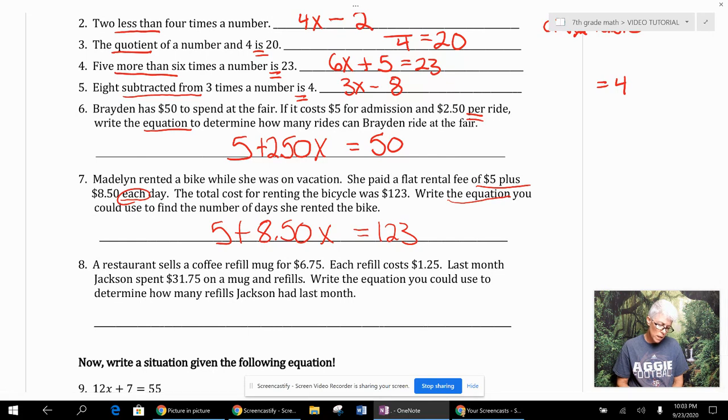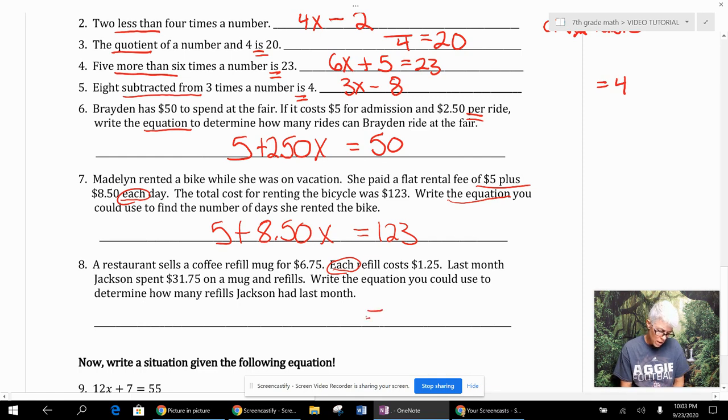A restaurant sells refill mugs for $6.75. Each refill costs $1.25. Last month, Jackson spent $31.75 on a mug and the refills. Write the equation you could use to determine how many refills Jackson had last month.